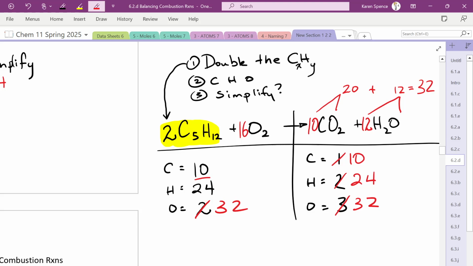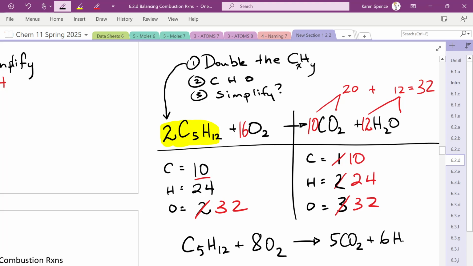Am I done? Simplify. So we're going to check. Is there anything that you can divide all of them by? Is there a greatest common factor? Yeah, and it's always going to be a 2. So just check to see if you can divide by 2. What we would end up with then is 1 C5H12. Do I write a 1? No 1. I take 16 and divide by 2, I get 8 O2. 10 divided by 2 is 5 CO2. 12 divided by 2 is 6 H2O.